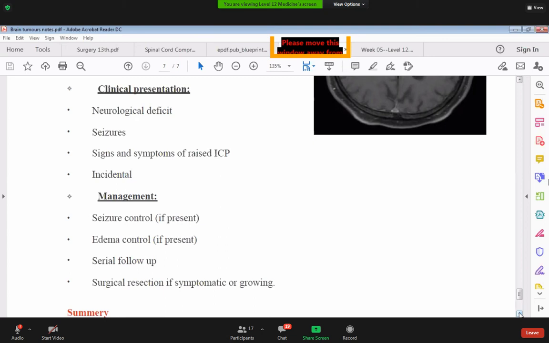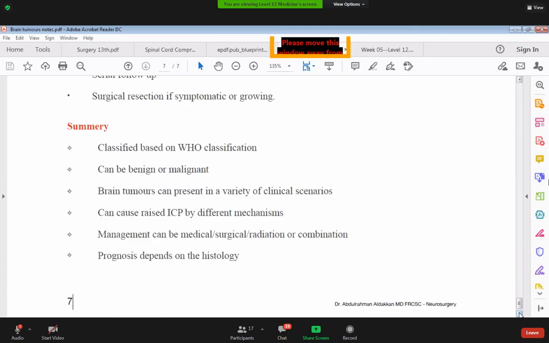So this is all about these intracranial tumors. These two are the most important ones, the meningiomas and glioblastoma multiforme. They are classified based on the WHO classification, can be benign or malignant, and can present in a variety of clinical scenarios, depending on the location and size of the tumor and the pressure effect it is causing. It can cause raised intracranial pressure by different mechanisms, and management can be medical, surgical, radiotherapy, chemotherapy, or a combination of these.